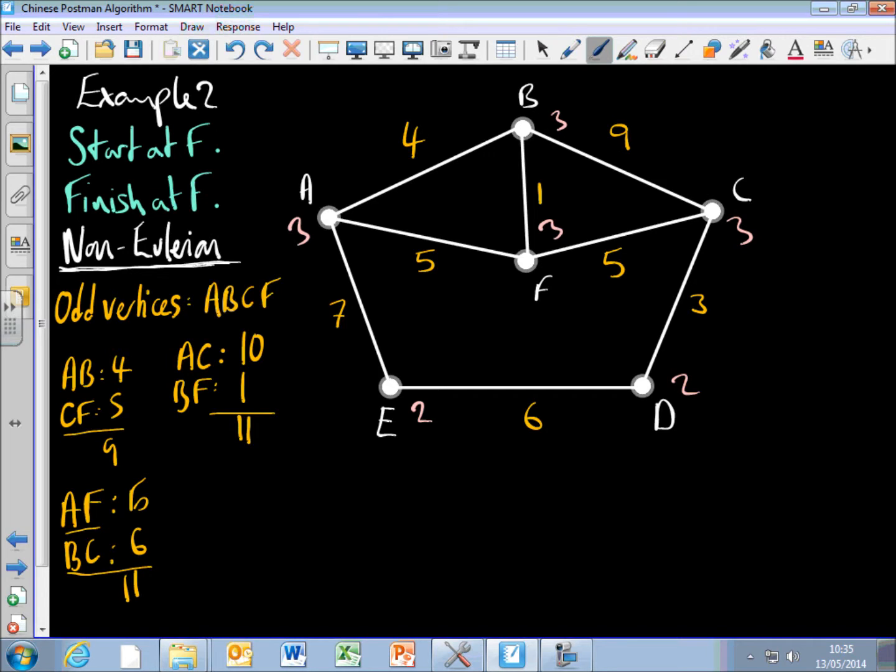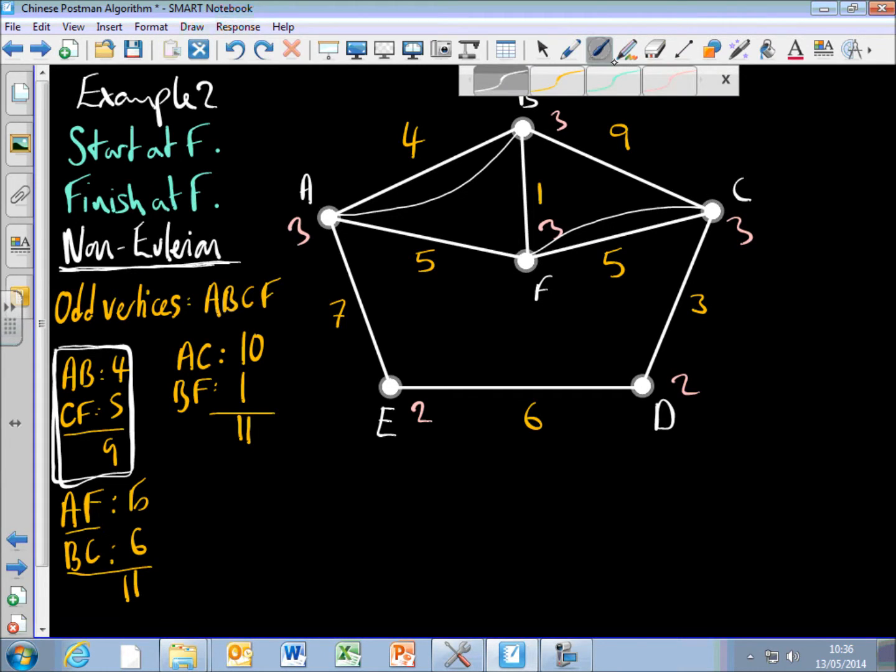So once I've found all the different ways of pairing up the odd vertices, I pick the one that's got the smallest number, because if I've got to repeat the edges, I want to repeat the smallest ones. So the best pairing, the optimal pairing, is this one, because the other two are bigger. And so I'm going to add these edges on now. A to B, I'm going to add another A to B on, and C to F, I'm going to add another C to F on. And that makes the whole graph Eulerian.